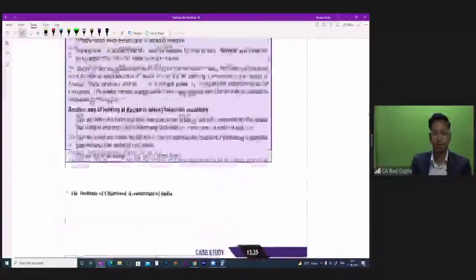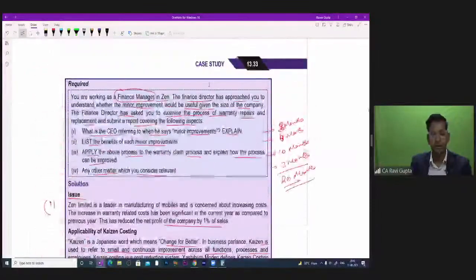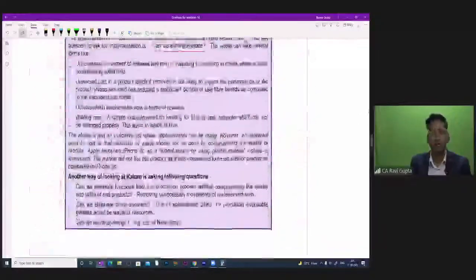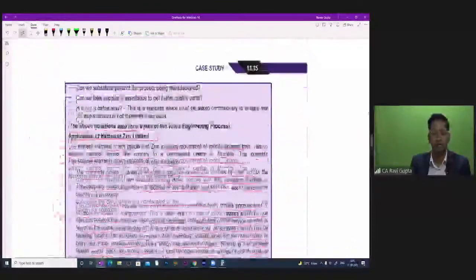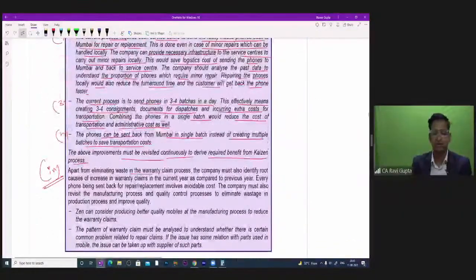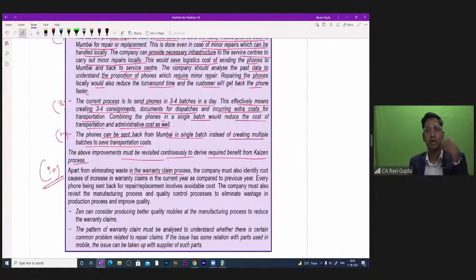Now the fourth part is all about any other matter which you consider relevant. Yes, there are other relevant matters which we should consider. Apart from eliminating the waste in the warranty claim process, we should identify why there is a fault, why a customer is coming to the service center. If we could find the reason for the fault in the mobile phone, that would definitely reduce the customer service center pressure. Definitely, we can save a lot of cost.